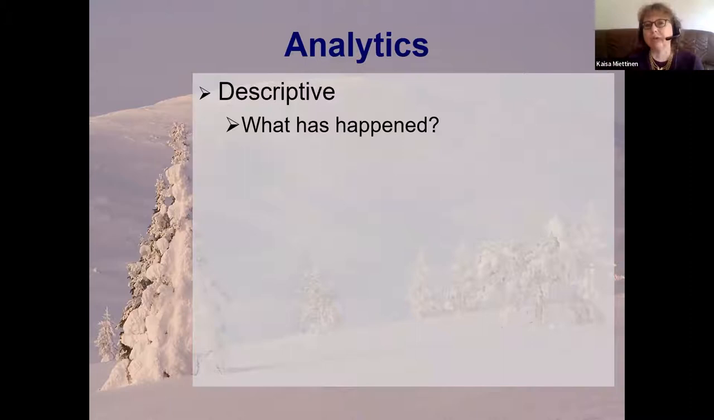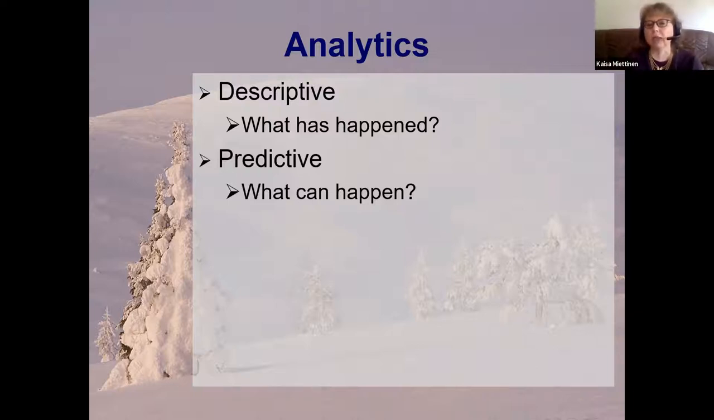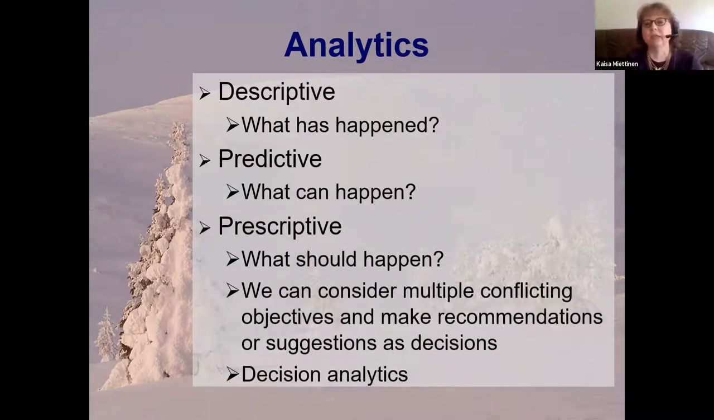When analyzing data, we can roughly divide the analytics into three types. The methods of descriptive analytics explain what has happened, so they try to give some insight into the data. Predictive analytics makes forecasts and answers the question what will happen. And prescriptive analytics tells what should happen, so it can give recommendations. And we can consider multiple conflicting objectives and make recommendations or suggestions as decisions. And here, this we call decision analytics: utilizing data to make decisions in the presence of conflicting objectives.